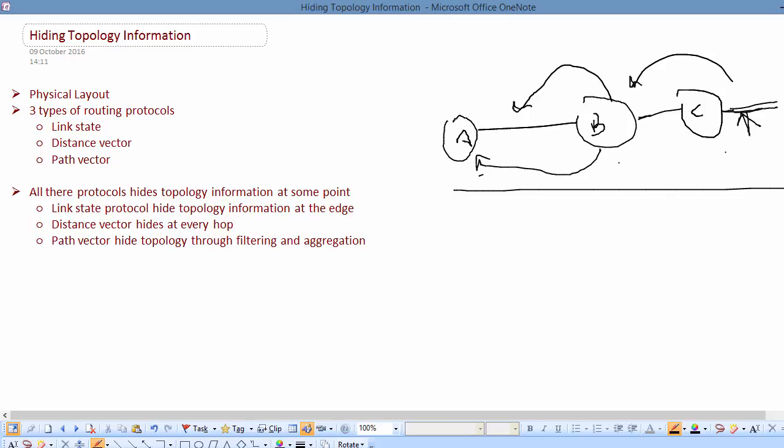In path vector, it proves that the path advertised is a loop-free path. Path vector protocols do not rely on cost to determine a loop-free path to the destination. So these are basically the three ways in which your link state, distance vector, and path vector protocols interact.